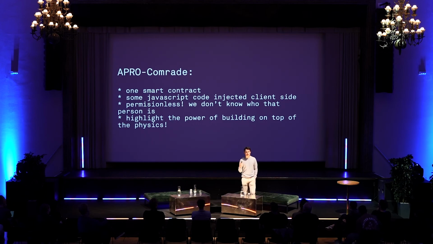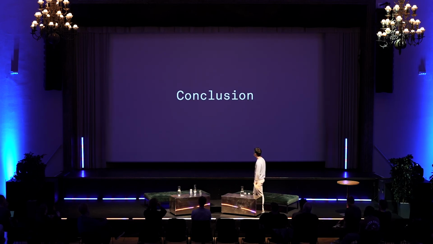The same way nobody asked Vitalik to build Uniswap. Actually, that's a bad example because Uniswap is Vitalik's idea. But like any kind of autonomous app, this was just a smart contract and a bunch of JavaScript that was injected client-side. It was completely permissionless. So this really highlighted the power of building on top of physics, right? Like you can extend things at any layer you want.